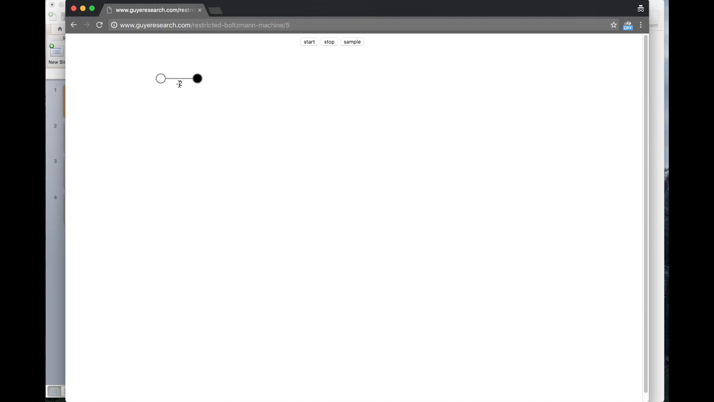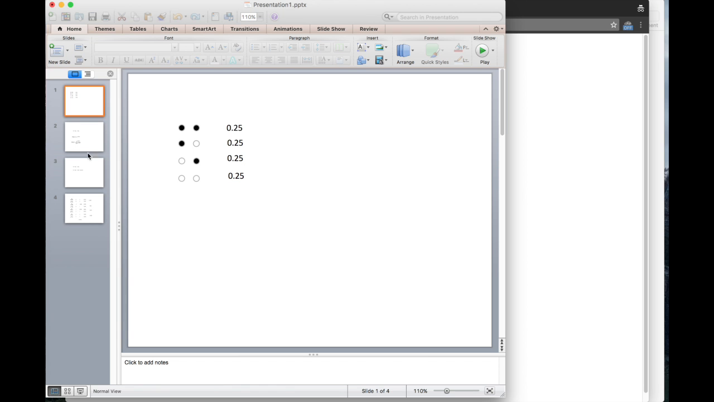And if we set the weight to be -2, according to this function, the energy will be large only if both neurons are on. And as long as any of them is off, the energy will be 0. So these three different configurations will have the same probability, and this particular configuration will have a lower probability compared to the other three.